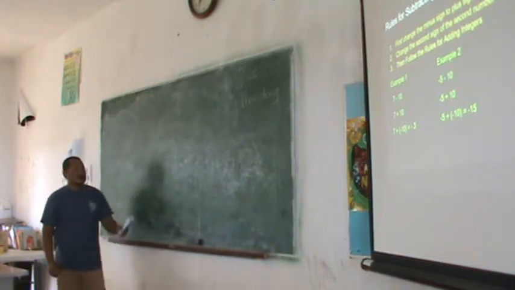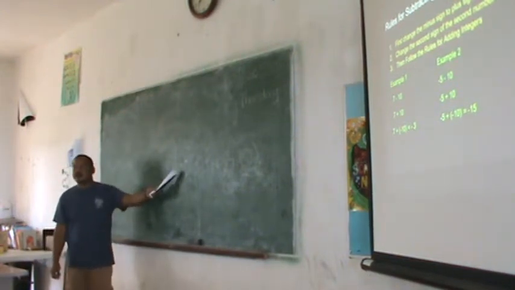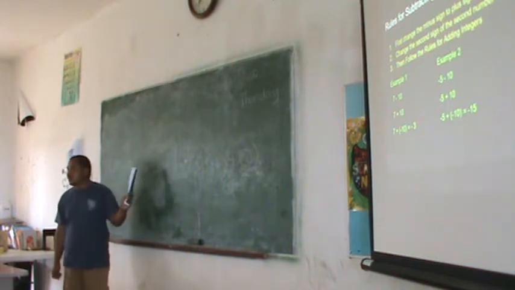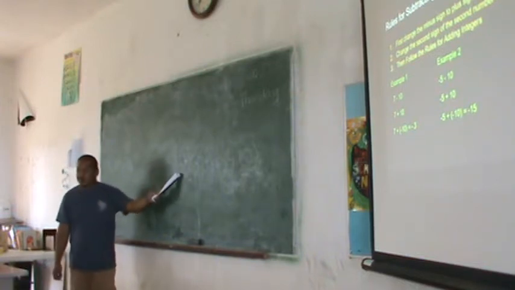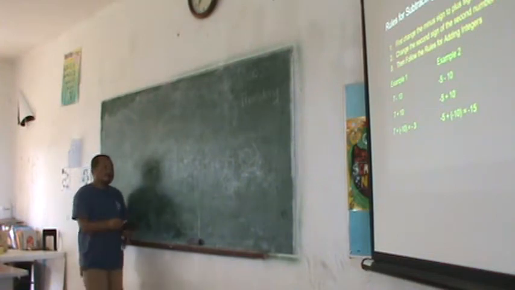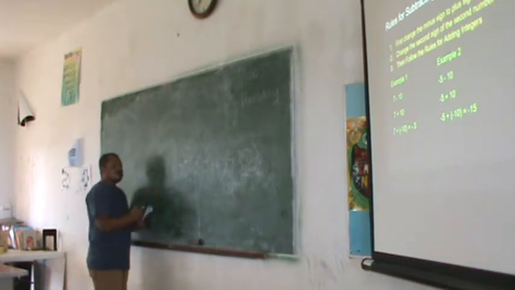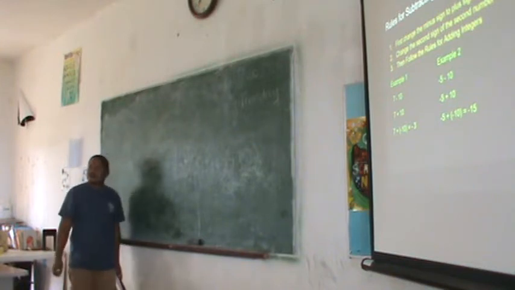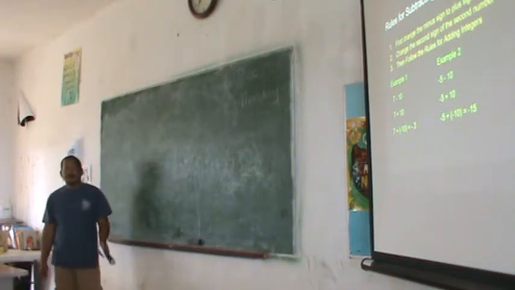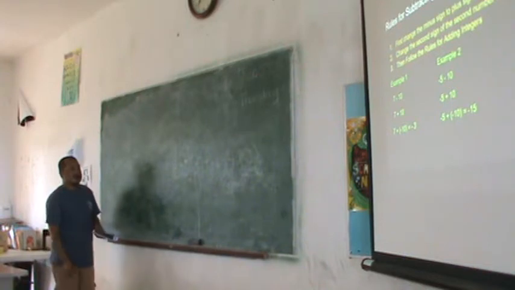Now what are you going to do? Negative 5 plus negative 10. What's the rule for adding two numbers with the same sign? Very good. You add them up if they have the same sign. Add them up, which is 15. And you use the sign, which is negative. Okay? Look at example number 3.